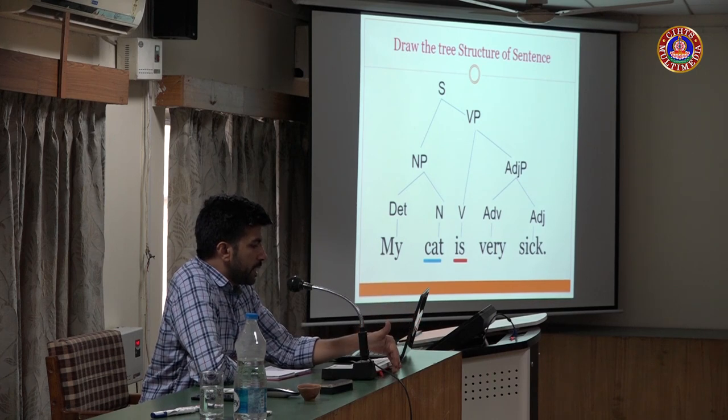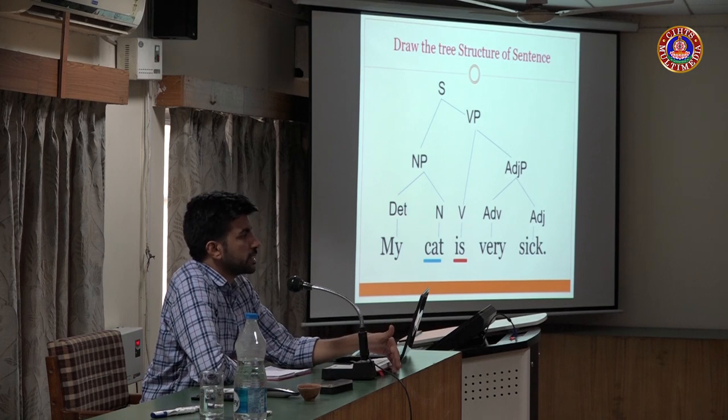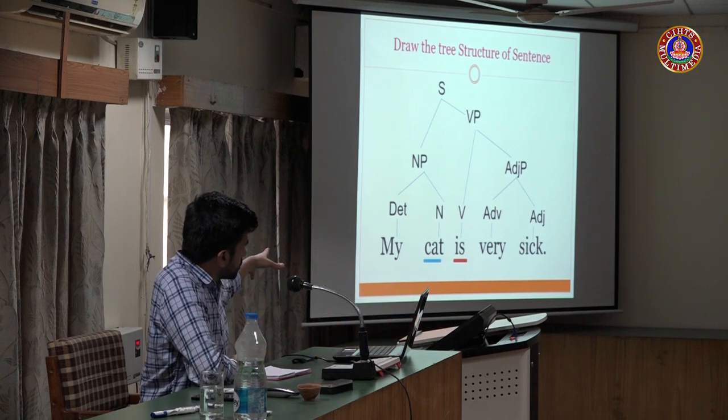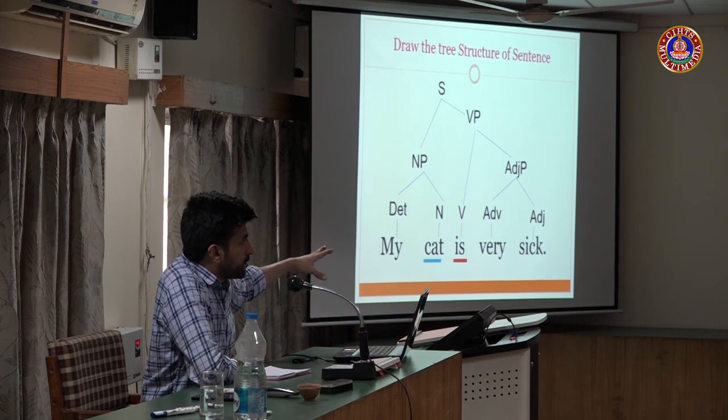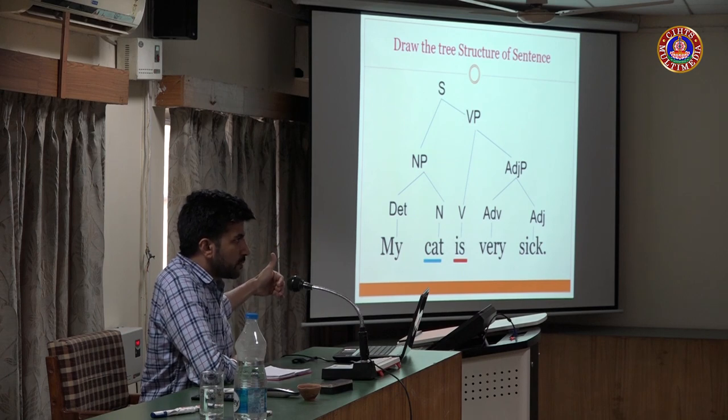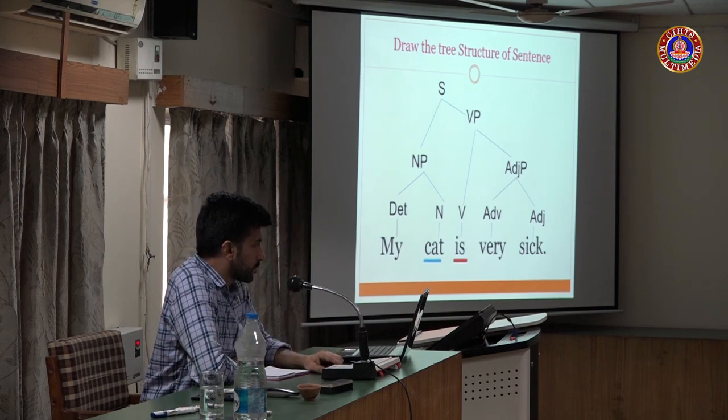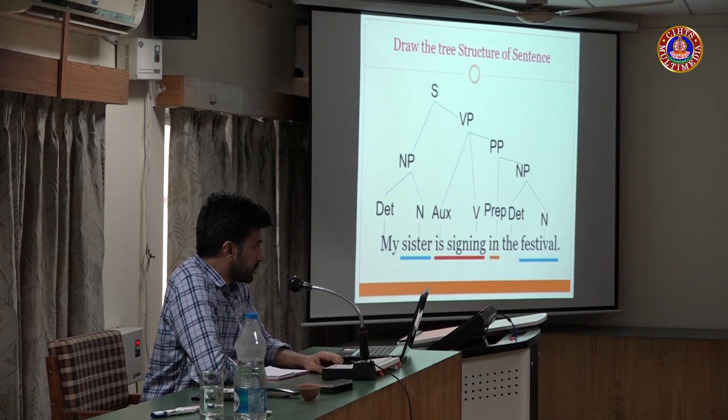So, "my cat is very sick": "very sick" is the adjective phrase. It's a strange construction in which you have an adjective phrase having an adjective and an adverb. This is also possible. Tree diagrams.